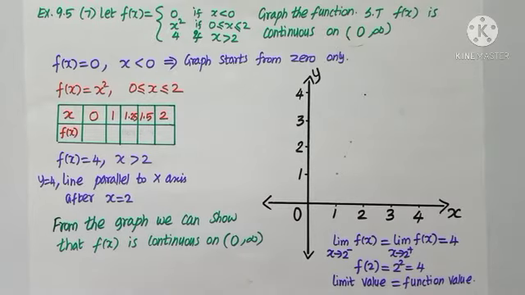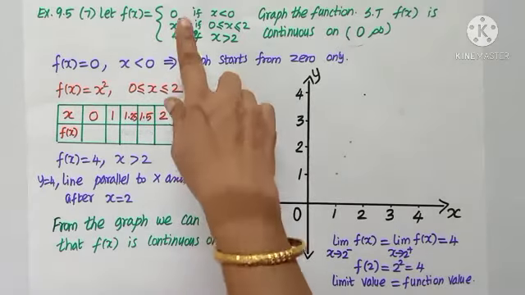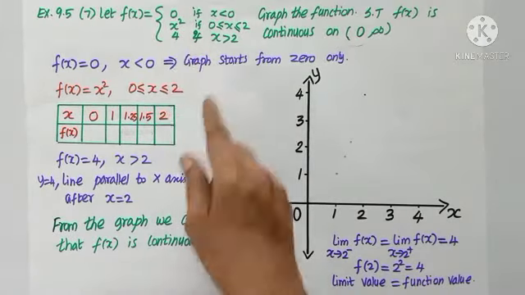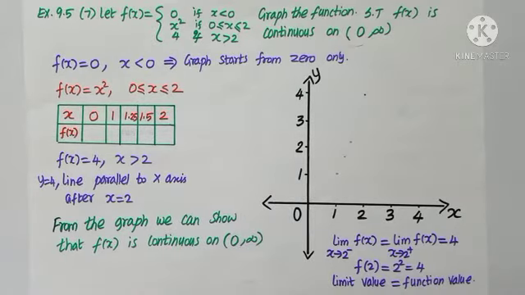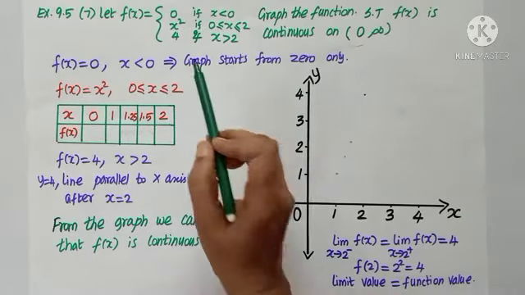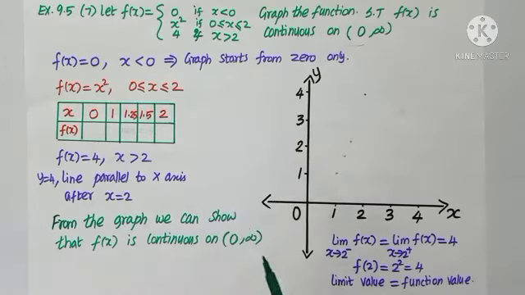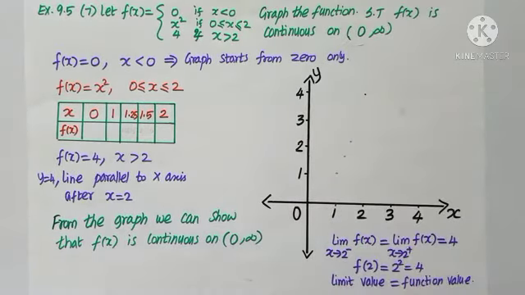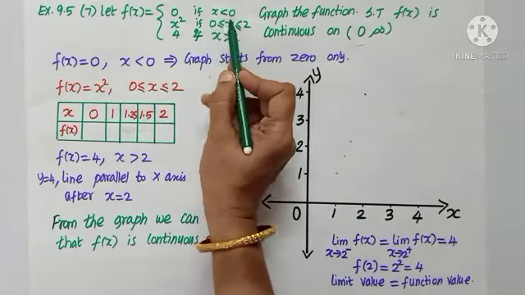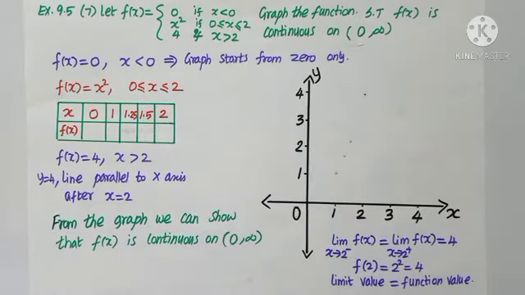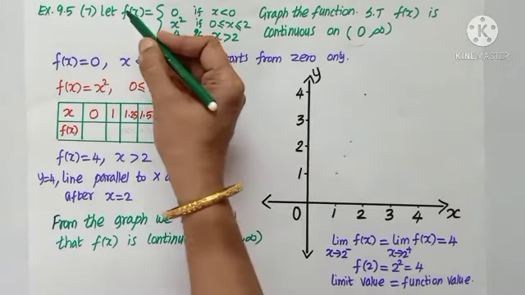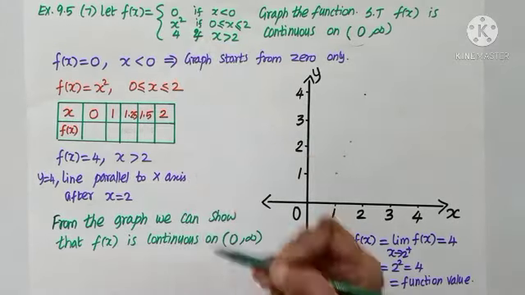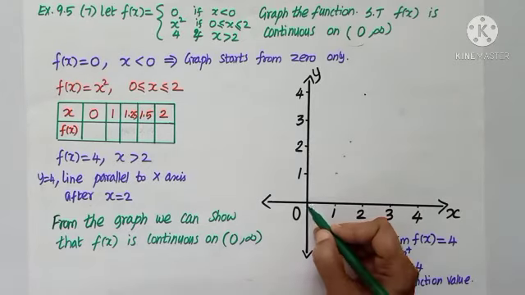Question number 7. Let f of x be 0 when x is below 0, x square when x is between 0 and 2, and 4 if x is greater than 2. Graph the function, show that f of x is continuous on 0, infinity. As I see, below 0, the function is 0. Function value starts from 0 only. So, below 0, the function is 0.